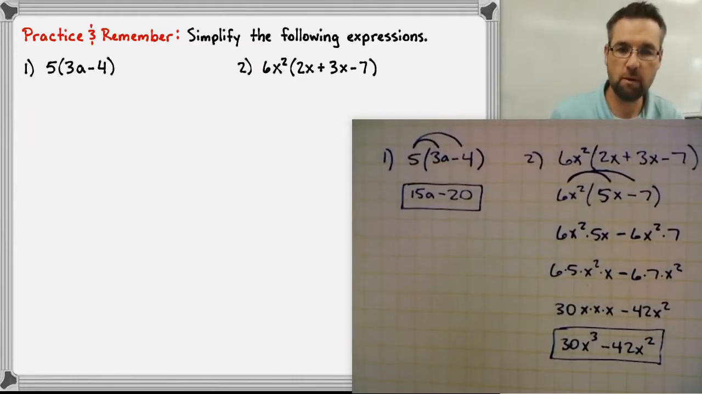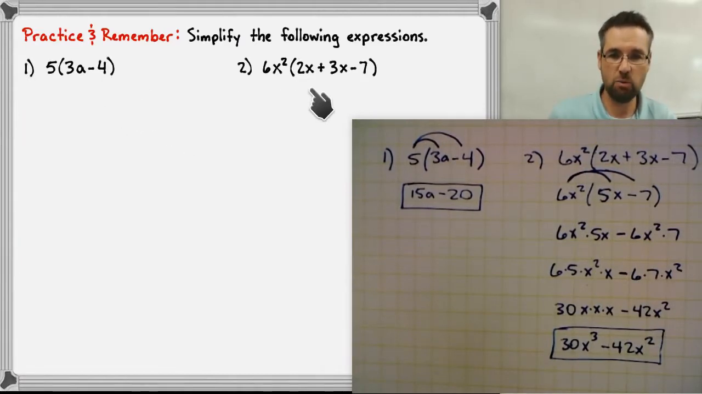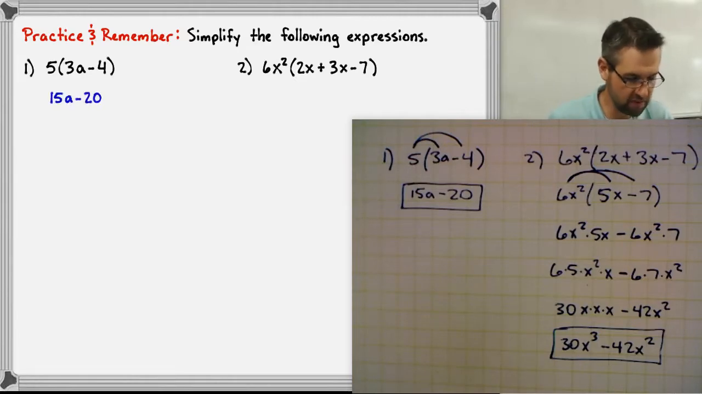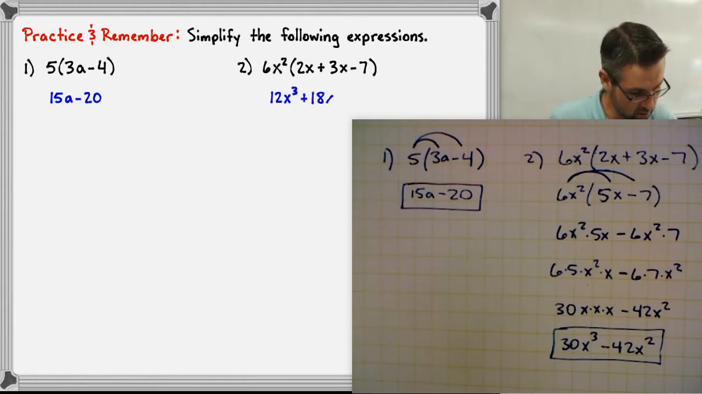What did we do here? We simplified these two expressions. We put them in standard form. To simplify means to put it in standard form, okay? So 15a minus 20 and 30x cubed. Whoa, where am I? I am off here. Oh, that is correct, okay.